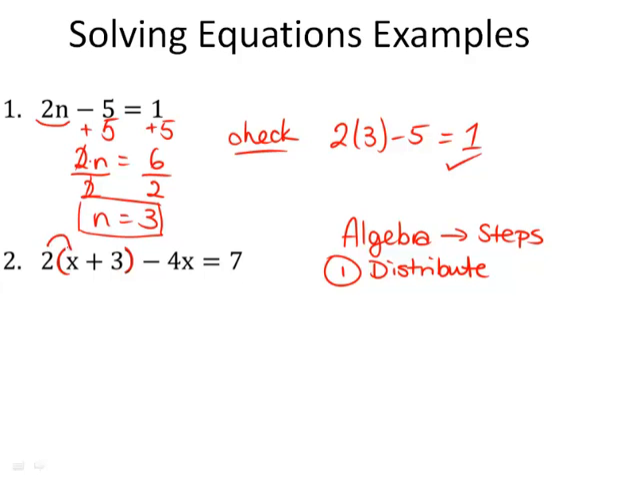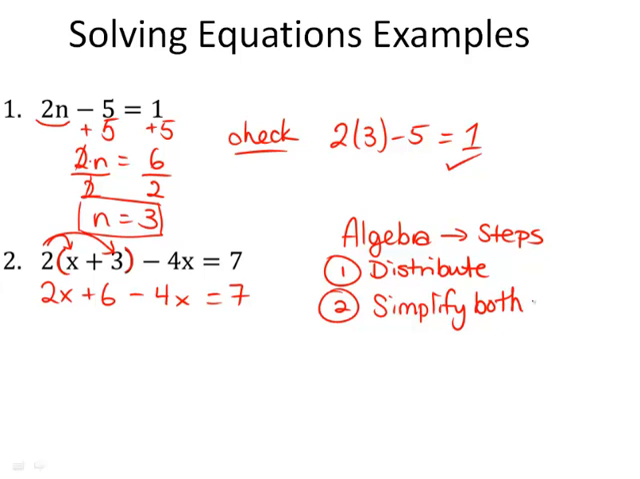So here we want to multiply the x and the 3 by 2, giving us 2x plus 2 times 3 is 6, minus 4x equals 7 gets rewritten. Next you want to simplify both sides completely. In this case, that means to collect your like terms. So you've got 2x minus 4x, which is negative 2x plus 6 equals 7.